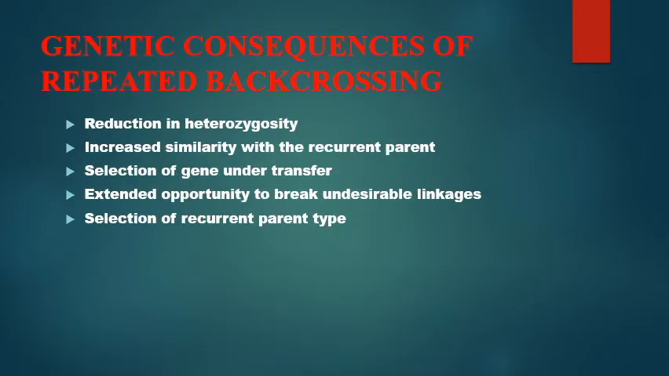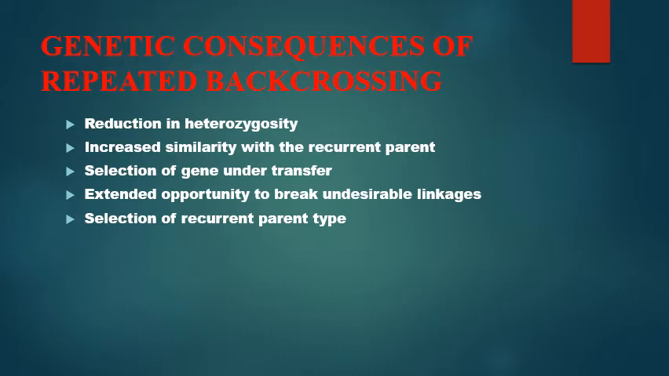Genetic consequences of repeated backcrossing. Reduction in heterozygosity. As we said before, it is used in the production of near isogenic lines, that is, they will be nearly homozygous in condition, so it results in the reduction of heterozygosity. Next point is increased similarity with the recurrent parent. As we use the high yielding and highly adaptable recurrent parent to be repeatedly backcrossed, the resultant genotype would be similar to the recurrent parent with changes in one or two genes.